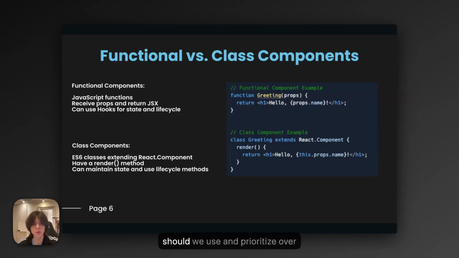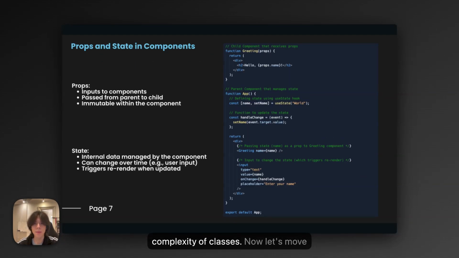So which one should we use and prioritize over another? While both types of components are valid, the trend in modern React development is to use functional components with hooks due to their simplicity and the ability to use state and lifecycle features without the complexity of classes. Now let's move on to properties and state and components. Understanding props and state is crucial for working effectively with React components.